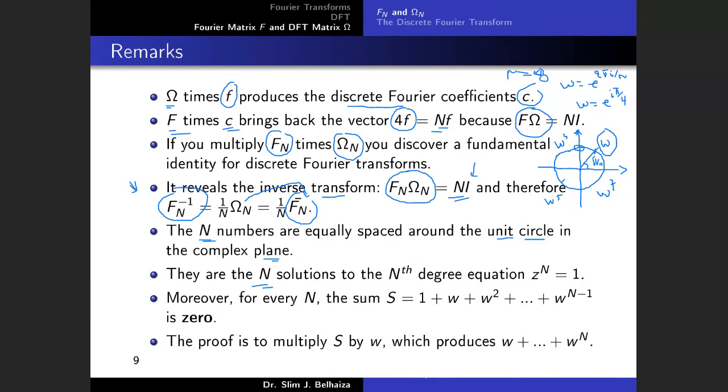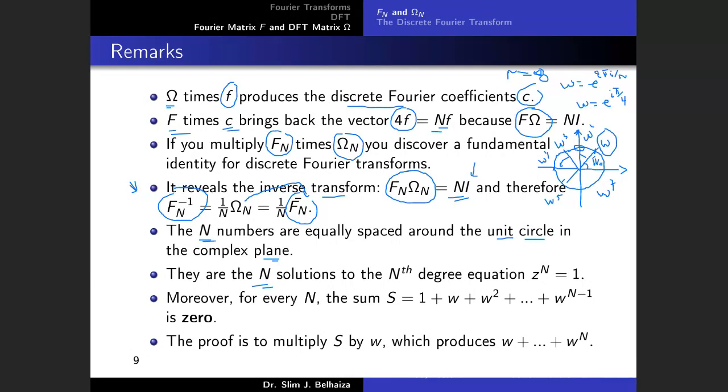This is W2. Equally spaced, so you have an angle pi over 4. The next one, W to the power 3, will give you 3 pi over 4. The next one, W to the power 4, is again equally spaced from the previous one, another pi over 4. And you see this way they are equally spaced on the unit circle in the complex plane. So these numbers you got are equally spaced around the unit circle.